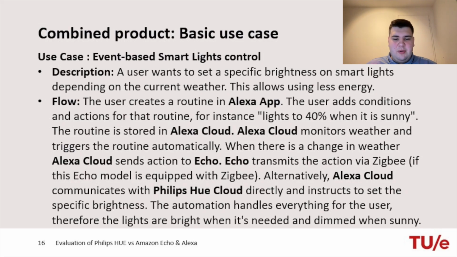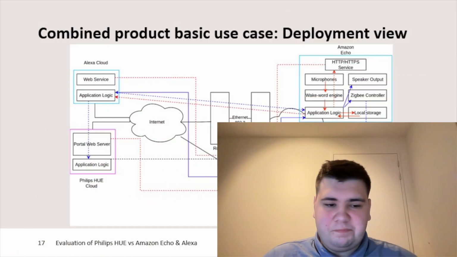Alexa Cloud monitors the weather and triggers the routines automatically. So when there is a change in the weather, Alexa Cloud sends the commands to Echo. Echo transmits it to Philips, and Philips executes the command.